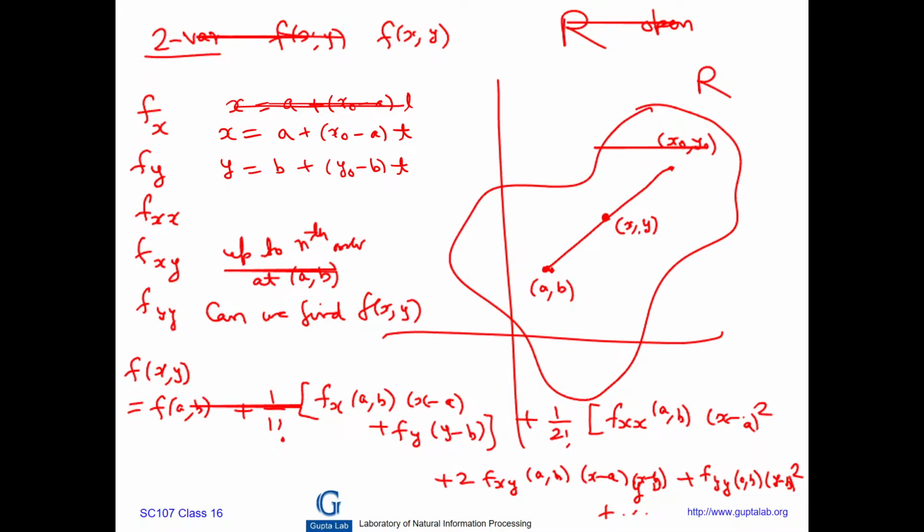Now x can be expressed in terms of t, and y can be expressed in terms of t. I just substitute these values in f of (x, y). So what are we going to get? In fact, what happens if I put t equal to 0 here? We get the initial point, and t equal to 1, we get the final point, (x naught, y naught), right? So that's fine.